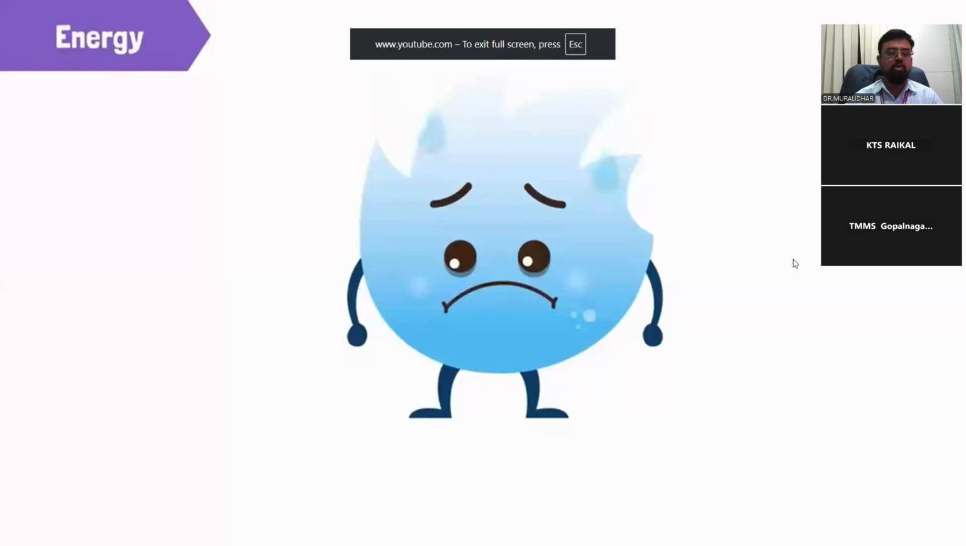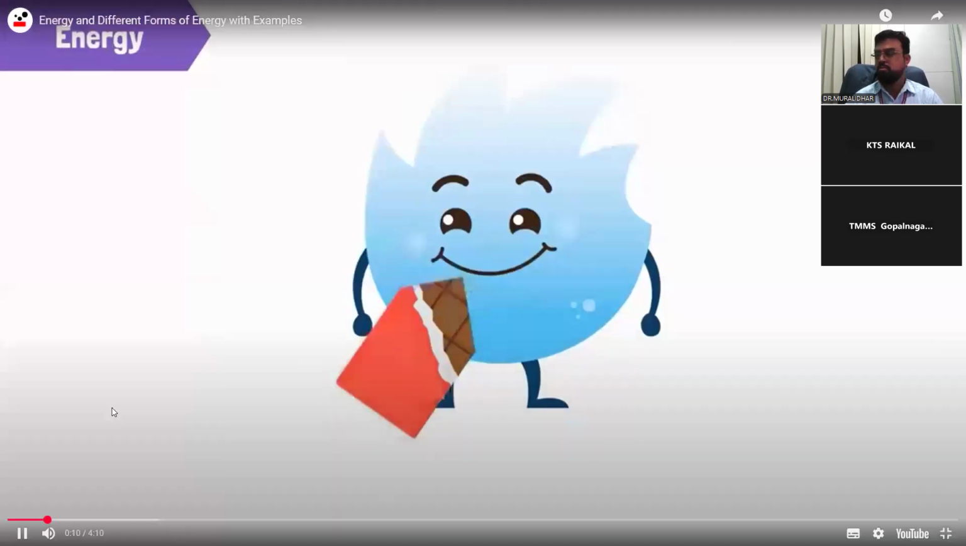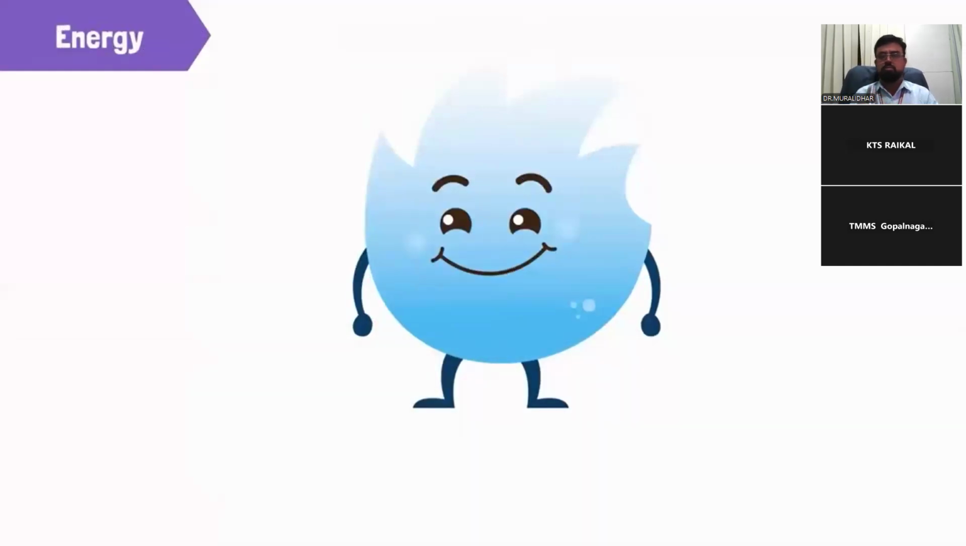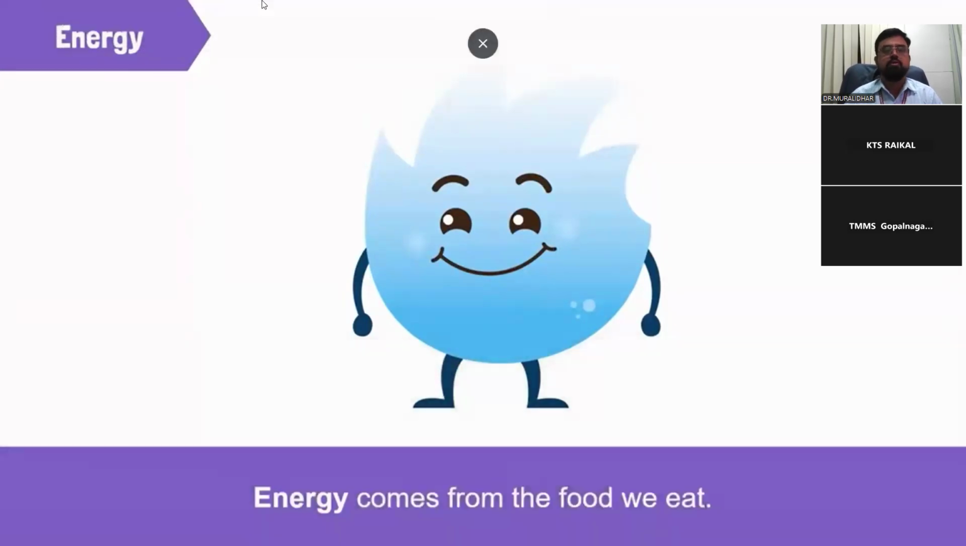One more video. Spiky looks tired. Let's give him something to eat. He seems to be fresh and active now. Do you know why Spiky was feeling dull before he ate the chocolate? This is because he had low energy. We need energy to work, and this energy comes from the food we eat.